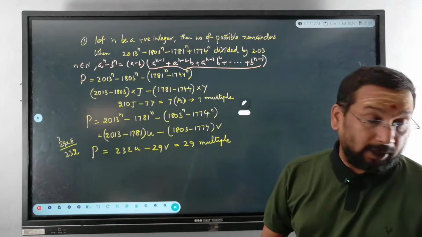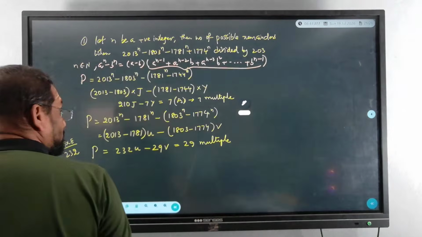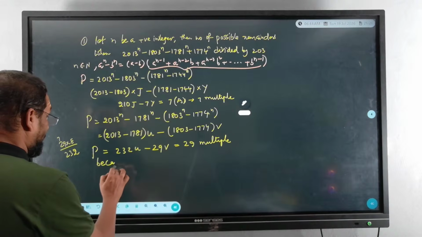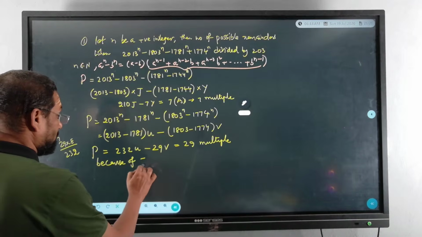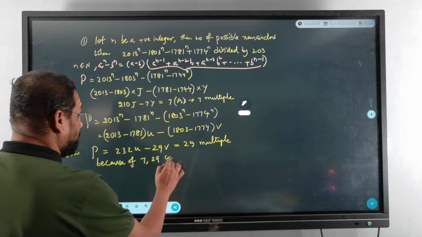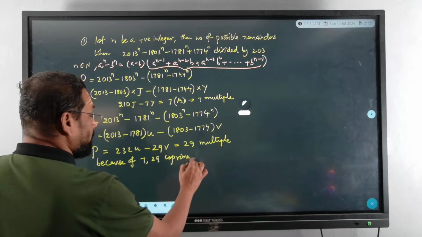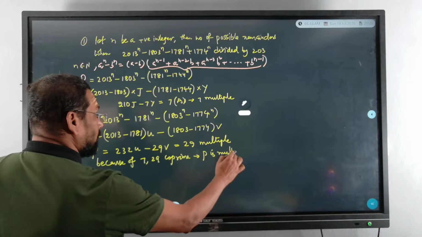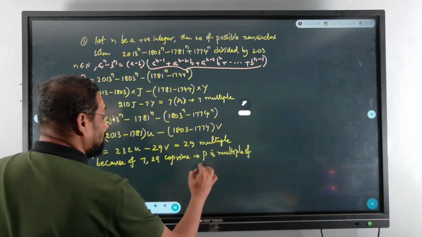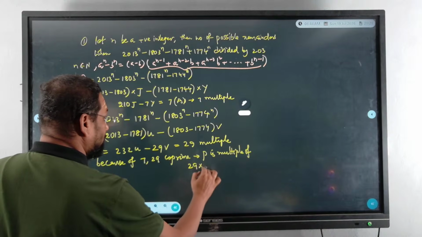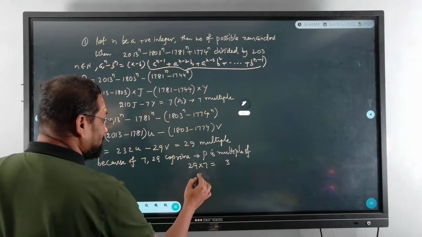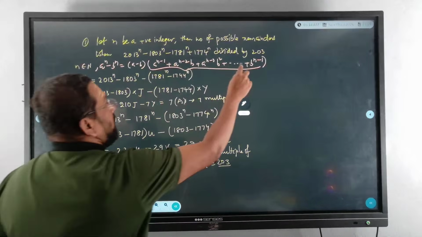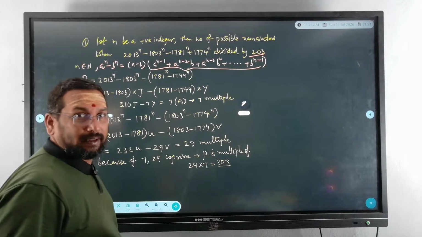As well as 29 multiple. So P is 7 multiple as well as 29 multiple. Because 7, 29 are co-prime, P is a multiple of 29 into 7. 7 9 63, 6 7 2 14, 6 203. Okay, very good. The given number is 203.